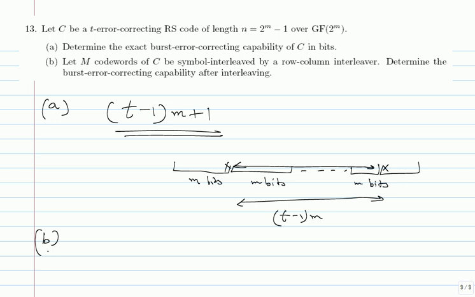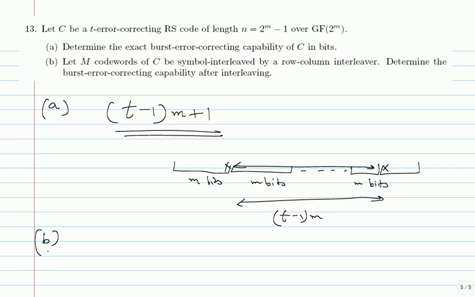You understand, I'm doing symbol level interleaving across different code words, right? I'm taking capital M code words. So whatever answer you have, if you put m equals 1, you should get back this. If you don't get that with m equals 1, then you're making some mistake. That's a sanity check. Go back and check that. Do you understand this interleaving I'm talking about?